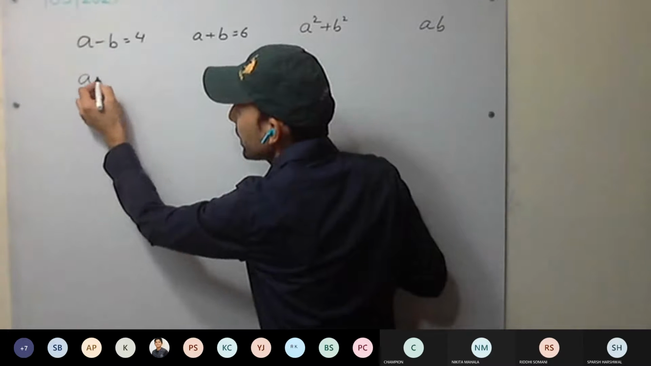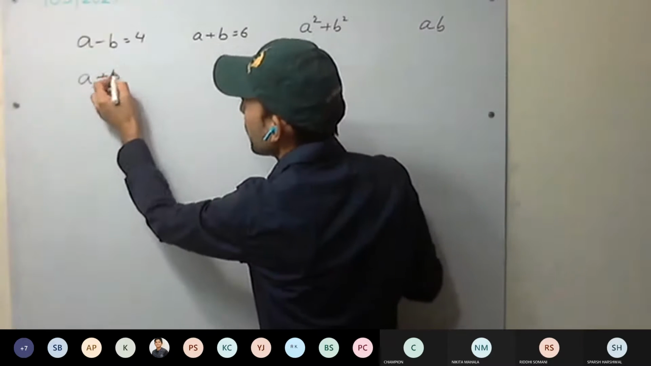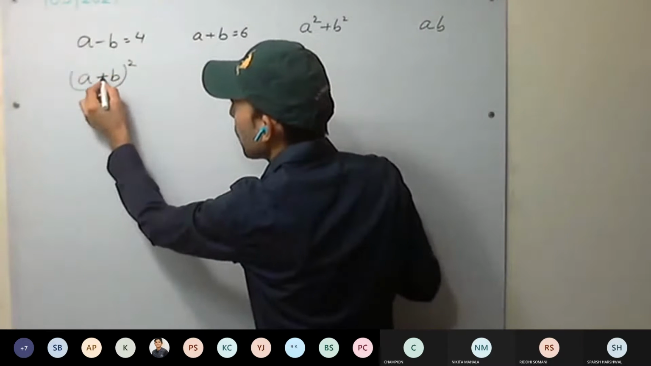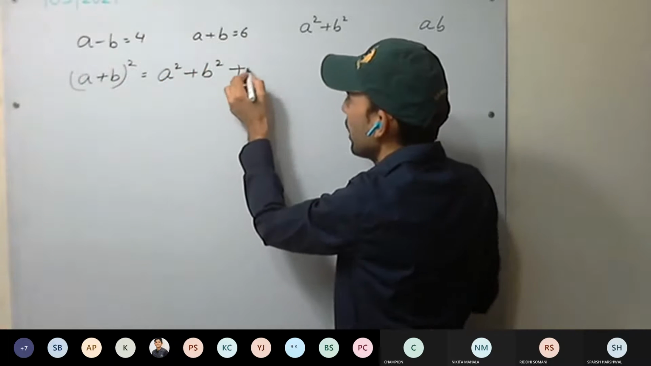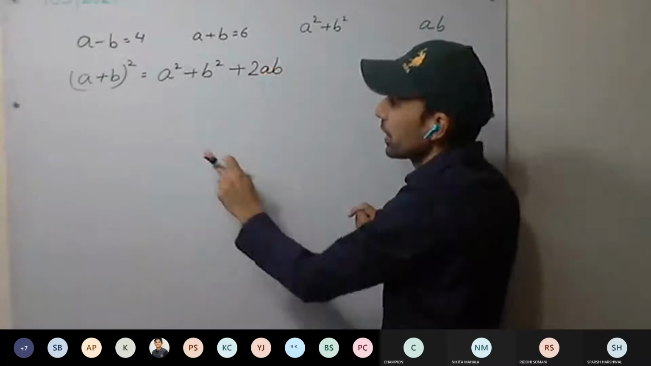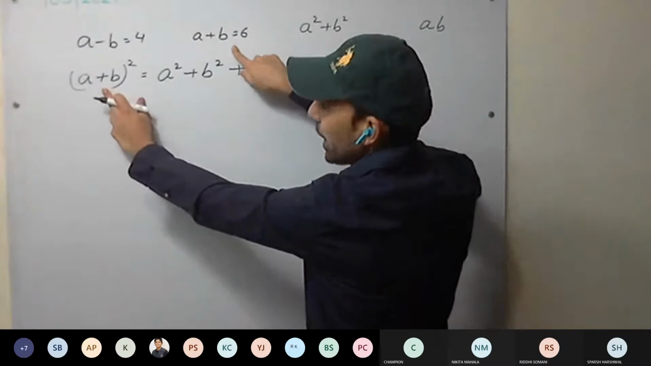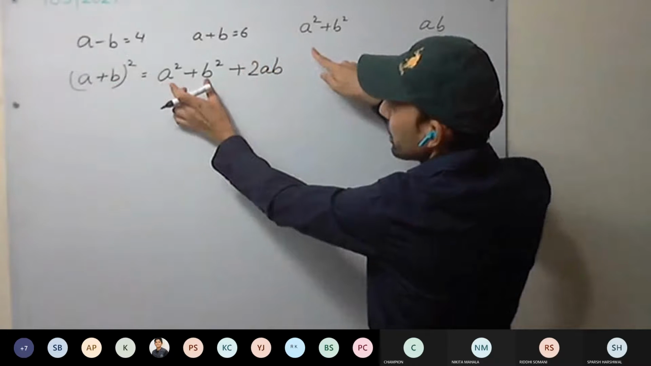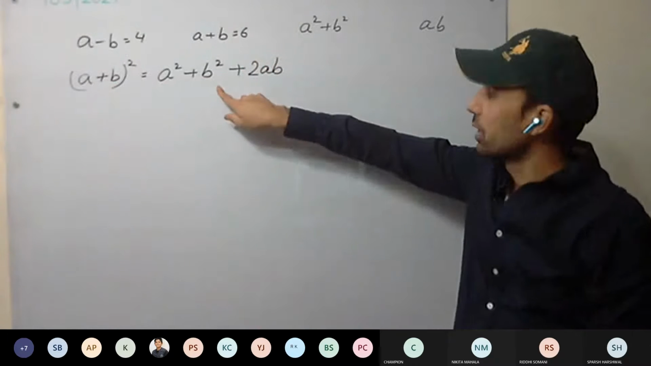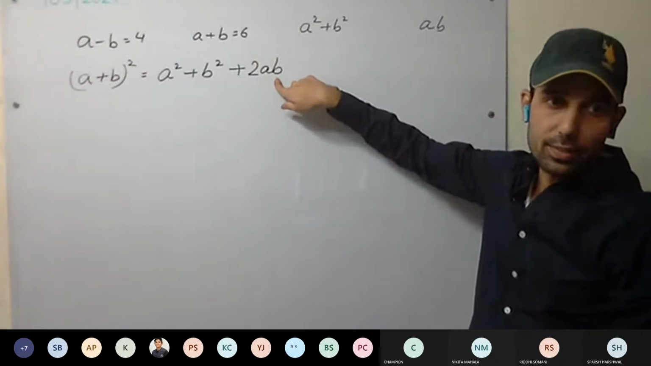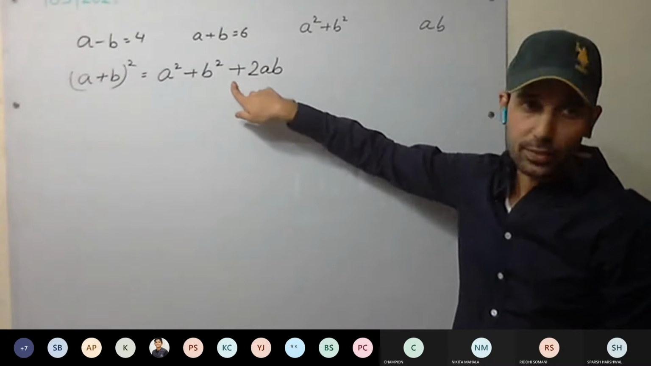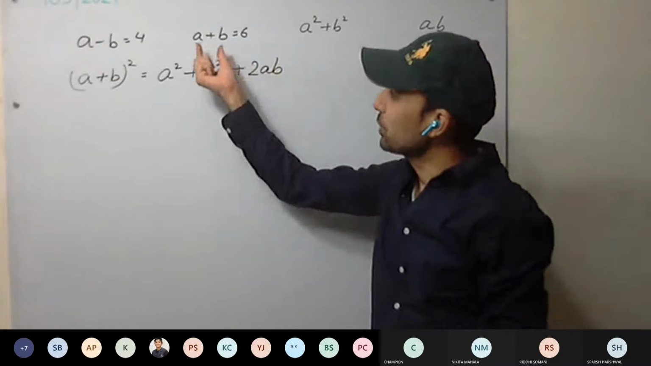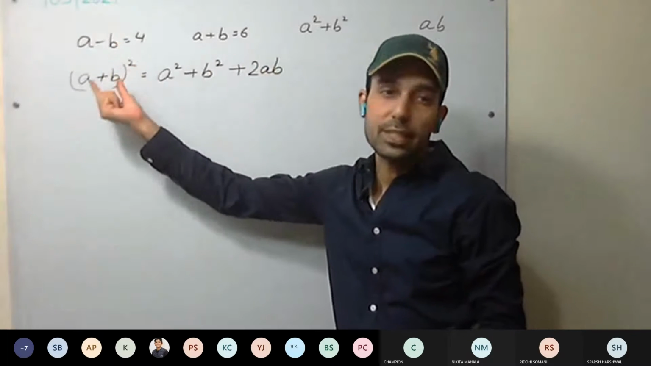If I use this identity, a plus b I'm writing first. A plus b the whole square equal to a square plus b square plus 2ab. If I use this identity, a plus b I can put here 6, but a square plus b square I don't have. As well ab I don't have. So either of them I can't calculate using this single identity. And see, equation a plus b is given, a minus b is also given.